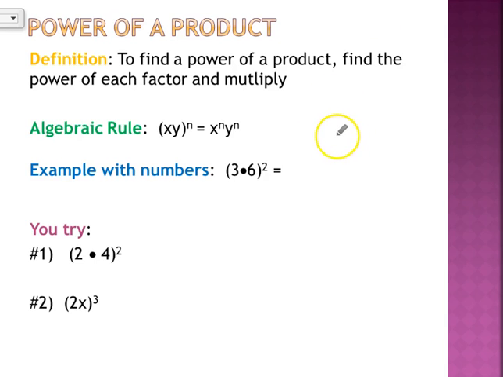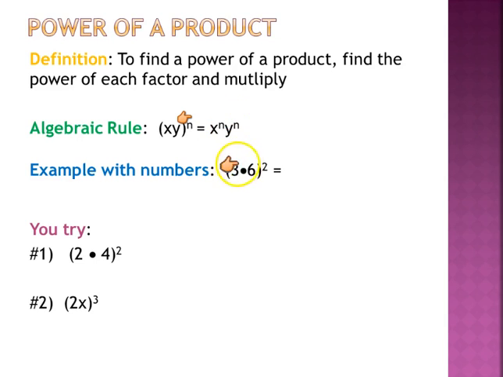Power of a product. So here, to find the power of a product, when you're taking a power of two numbers, you need to find the power of each factor. So, for example, here's the algebraic rule. If you have x and y in parentheses, and we've got an exponent n, that means you need to raise each of those variables to the nth power. So you're going to take x to the nth power and y to the nth power. Each of those will be raised to the nth power.